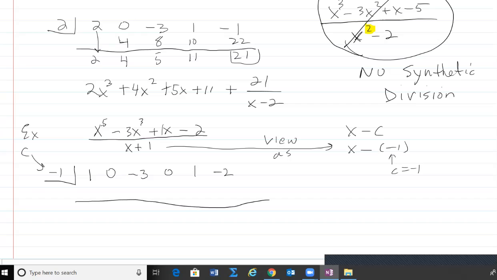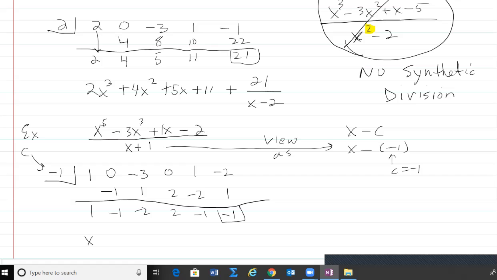Now everything else is the same. Bring down the 1, multiply, that's a negative 1. Add, multiply, add, multiply, add, multiply, add, multiply, add. There's our remainder, our answer. All that, not a lot of work.